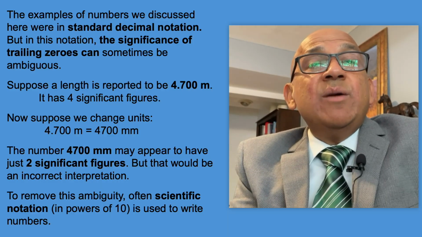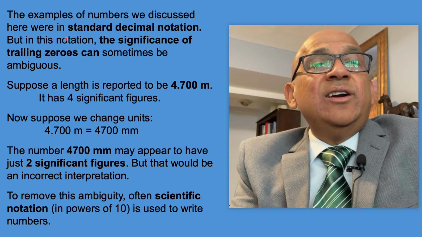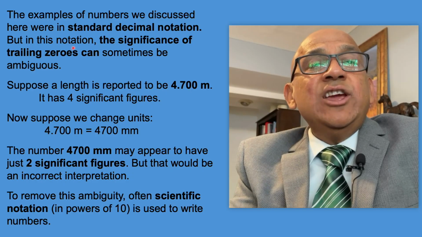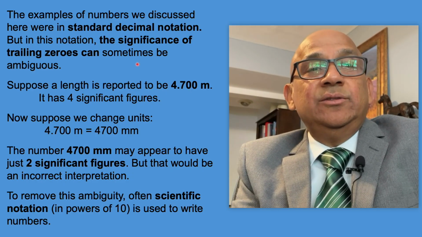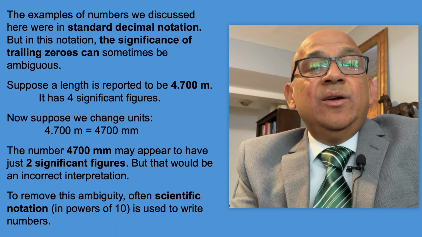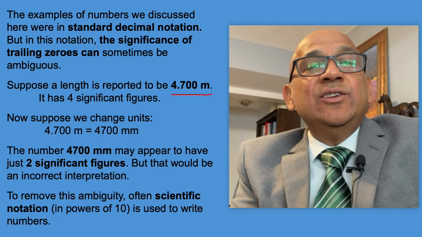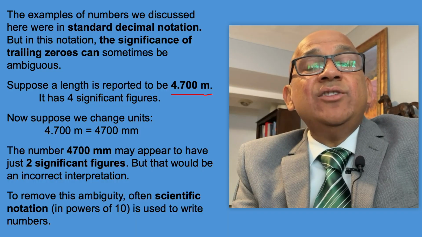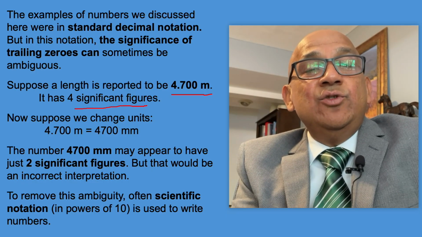So now the examples of numbers we discussed in the previous slide were in standard decimal notation. But in this notation, the significance of trailing zeros can sometimes be ambiguous. Let us look into an example. Suppose you found a length as 4.700 meters. You did some measurement and you found that the object is 4.700 meters. So in this number, there are 4 significant figures: 4, 7, 0 and 0.